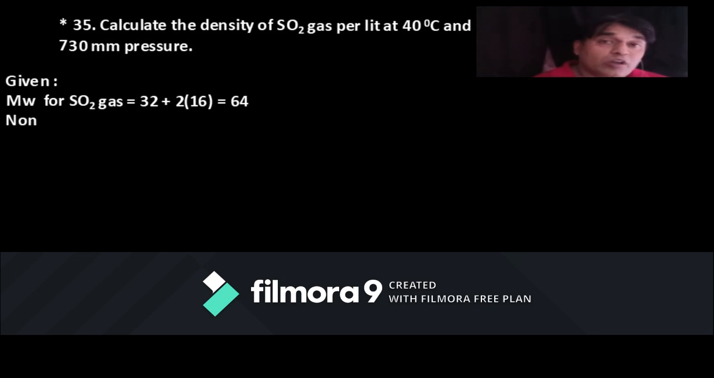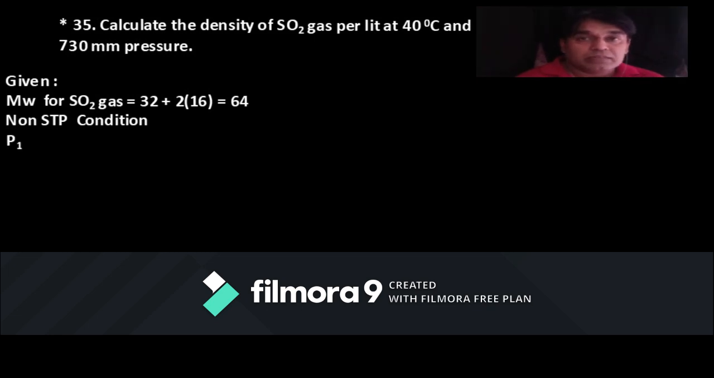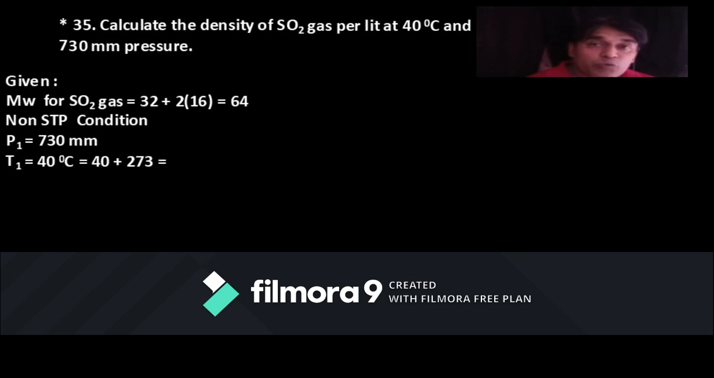For non-STP condition some parameters are given. The first parameter, the pressure, is considered as P1 equal to 730 mm, and T1 is given as 40 degree Celsius. 40 plus 273 gives 313 Kelvin. Therefore, temperature is always first taken into Kelvin.